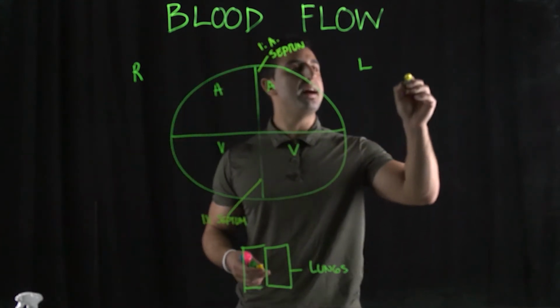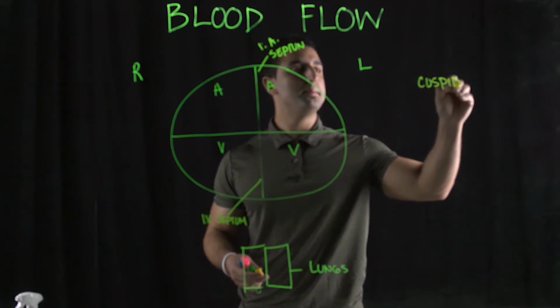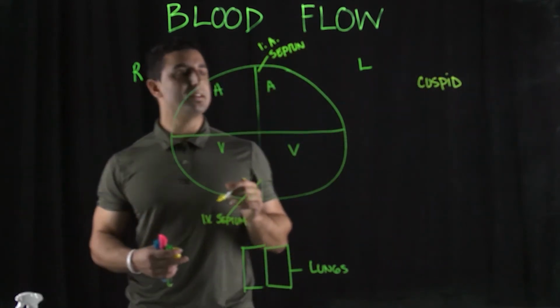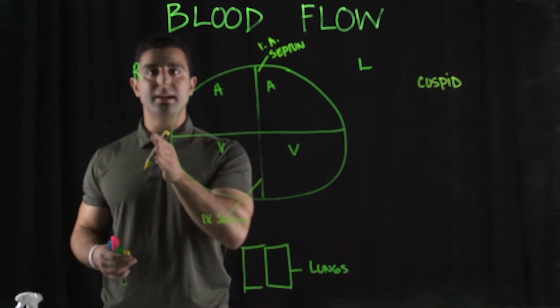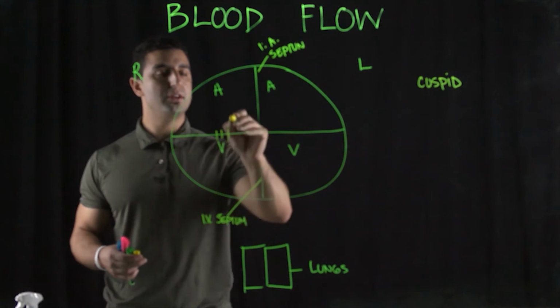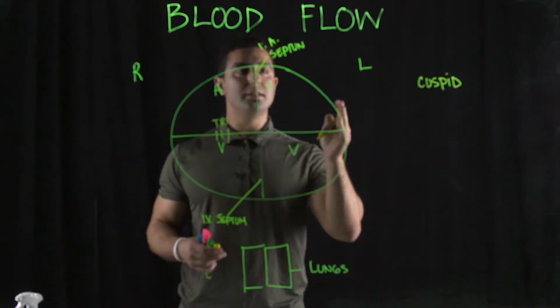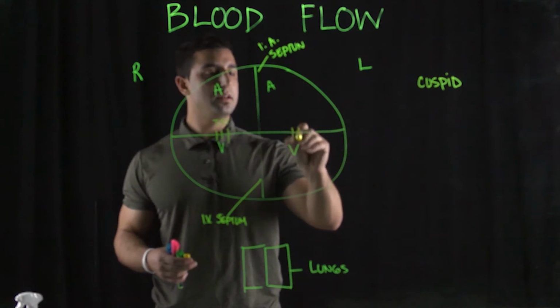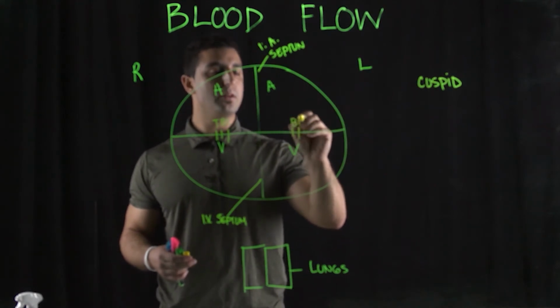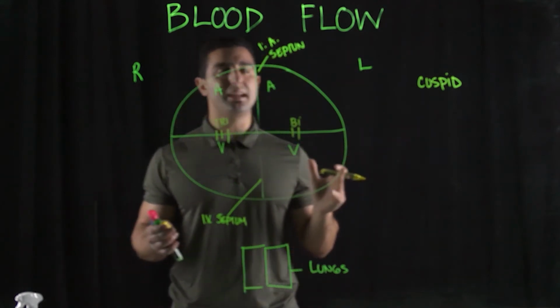These are valves that we call cuspid valves. There are 2 types: tricuspid and bicuspid. On the right side, we have the tricuspid valve. Whereas on the left side, we have the bicuspid, which is also called the mitral valve. They're used interchangeably, and mean the same thing.